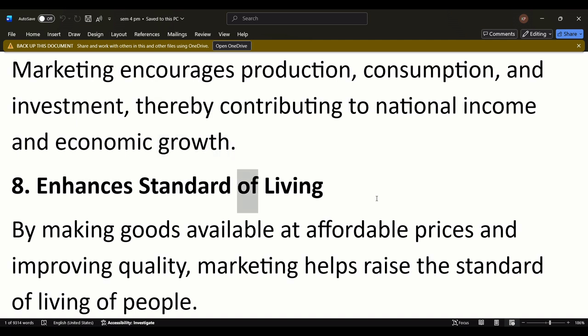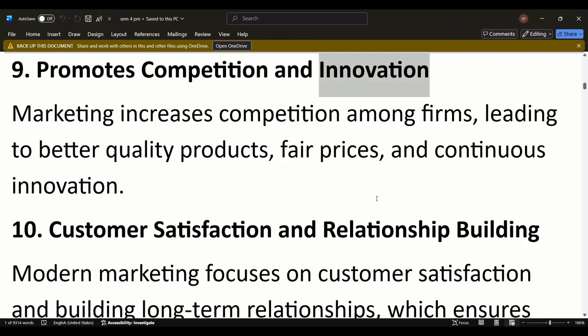8. Enhances standard of living. By making goods available at affordable prices and improving quality, marketing helps raise the standard of living of people. 9. Promotes competition and innovation. Marketing increases competition among firms, leading to better quality products, fair prices, and continuous innovation.